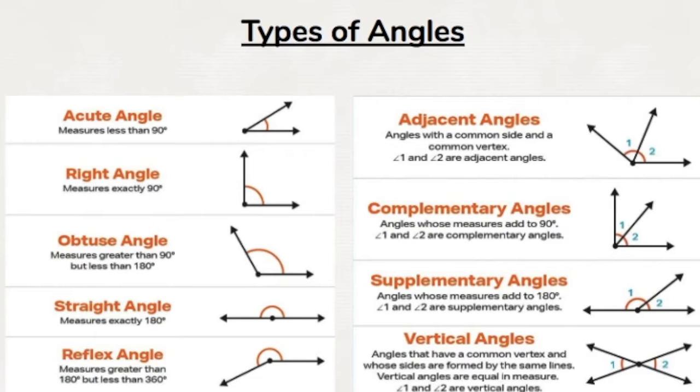So, there's different types of angles. There's the acute angle, meaning it's less than 90 degrees. The right angle, where here it is exactly 90 degrees. Obtuse angle, meaning it is bigger than 90 degrees, but less than 180 degrees. Straight angle, if it is exactly 180 degrees, that is a line. It's also called a straight angle.